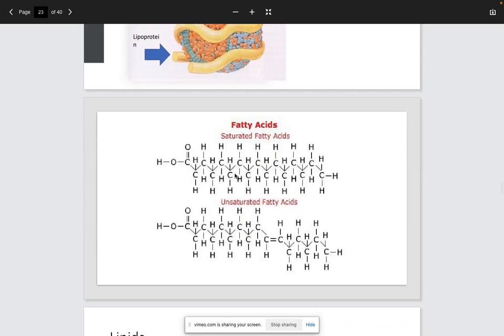Here is just another picture depicting saturated and unsaturated fatty acids. Again, we said primarily the difference between saturated and unsaturated fats is that saturated contains only single covalent bonds, whereas unsaturated will contain a double bond. And we know that saturated is solid at room temperature, whereas unsaturated, because of this double bond, it forms a kink and therefore is going to be liquid at room temperature.